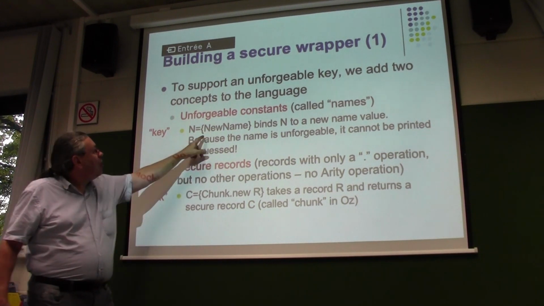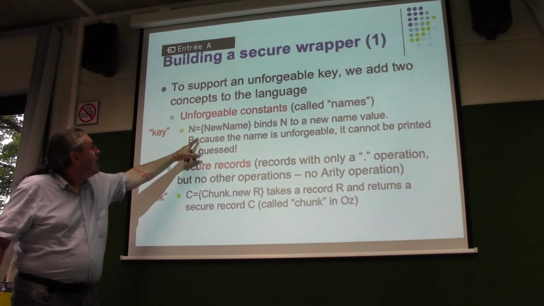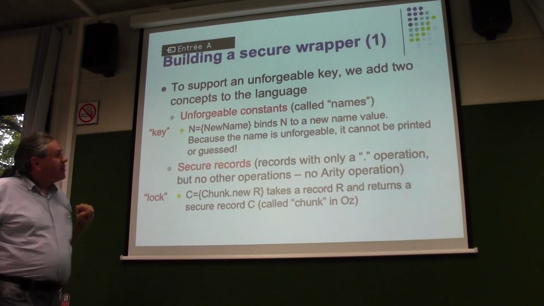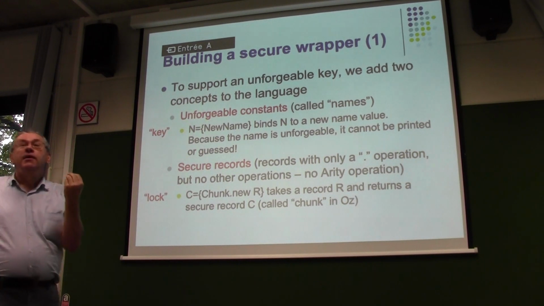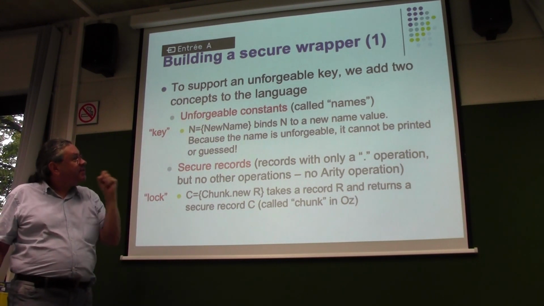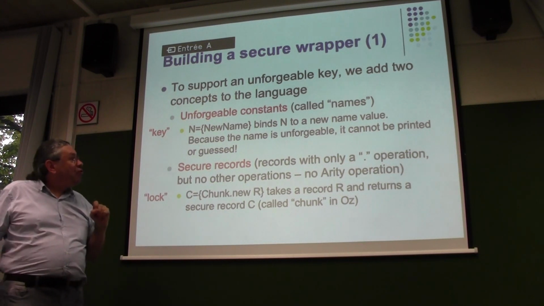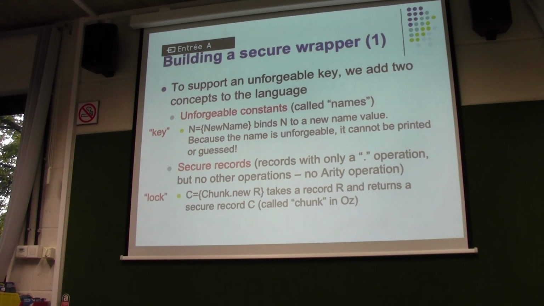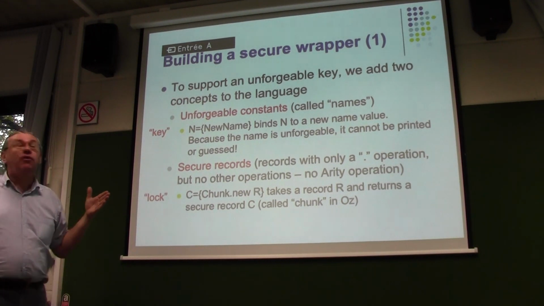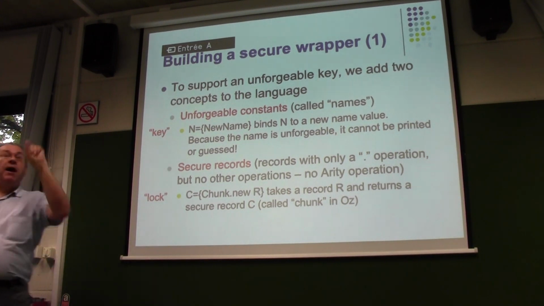So there's a function called names. In Oz they're called names. And you have a function new name that creates an unforgeable key. So it's like a constant. N is a constant and it cannot be forged. That means you cannot even print it. It does not have a representation as a string or anything. You cannot print it. You can only pass it to somebody.